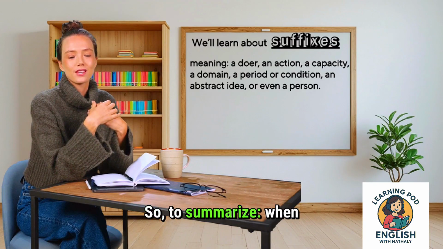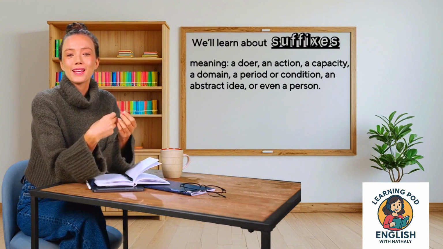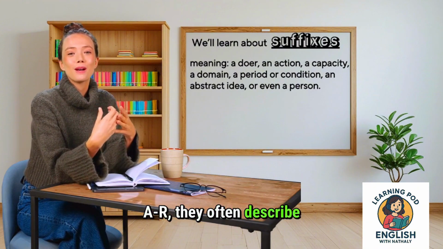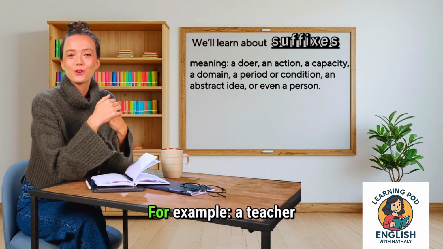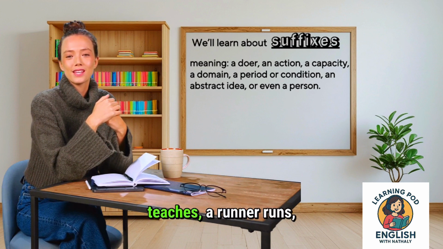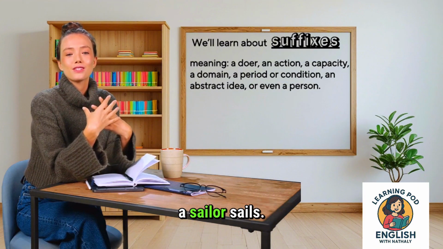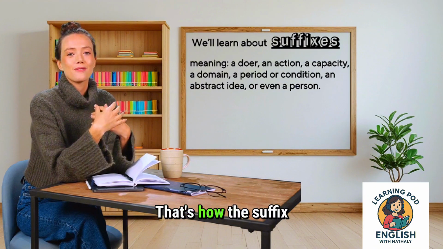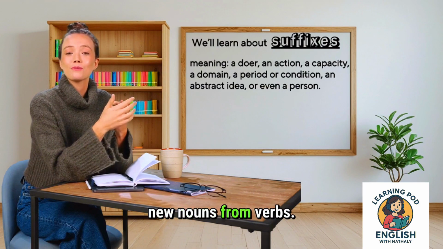So, to summarize, when you see words ending with ER, OR, or AR, they often describe a person who does an action, the doer. For example, a teacher teaches, a runner runs, a sailor sails. That's how the suffix doer helps us form new nouns from verbs.